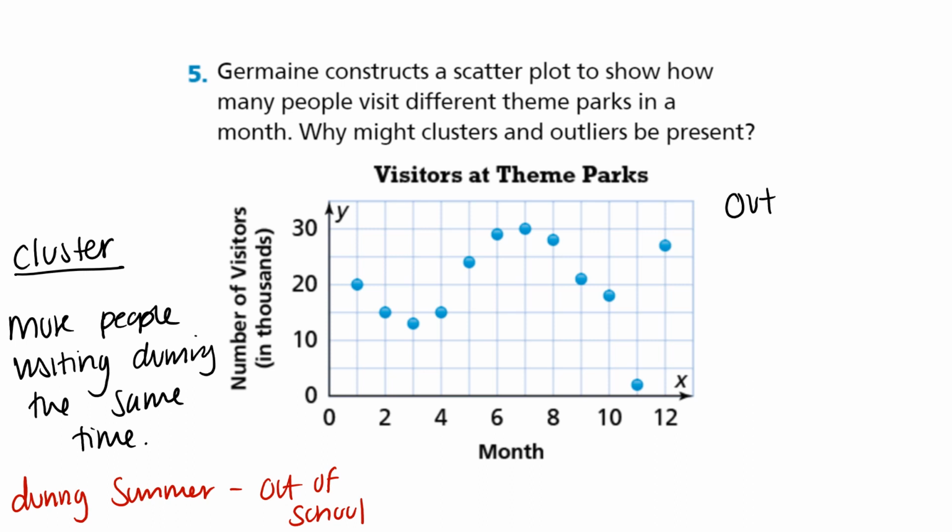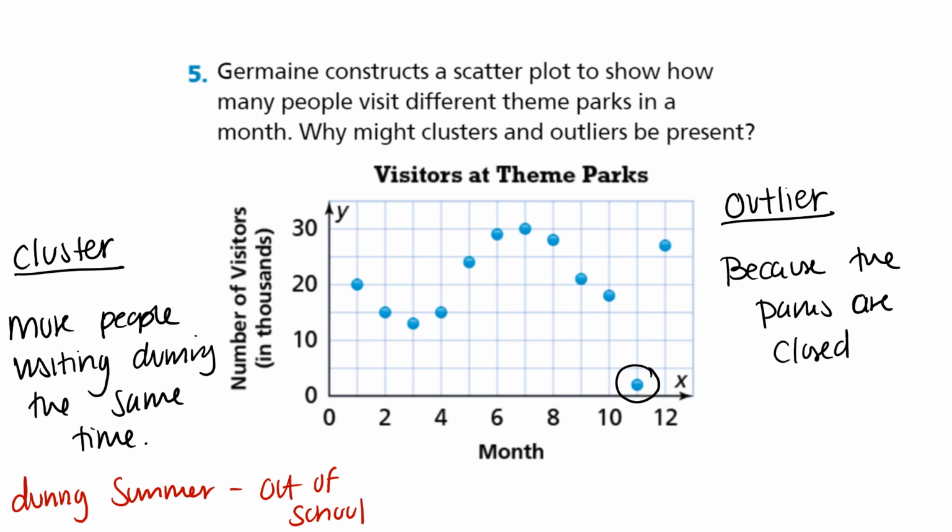An outlier is a point that's by itself. An outlier would be outside of the normal pattern. So why are people not going to the park during that time? It could be because the parks are closed for various reasons, such as holidays, maintenance, etc. So it's something out of the ordinary that causes the point to not be included in the pattern.